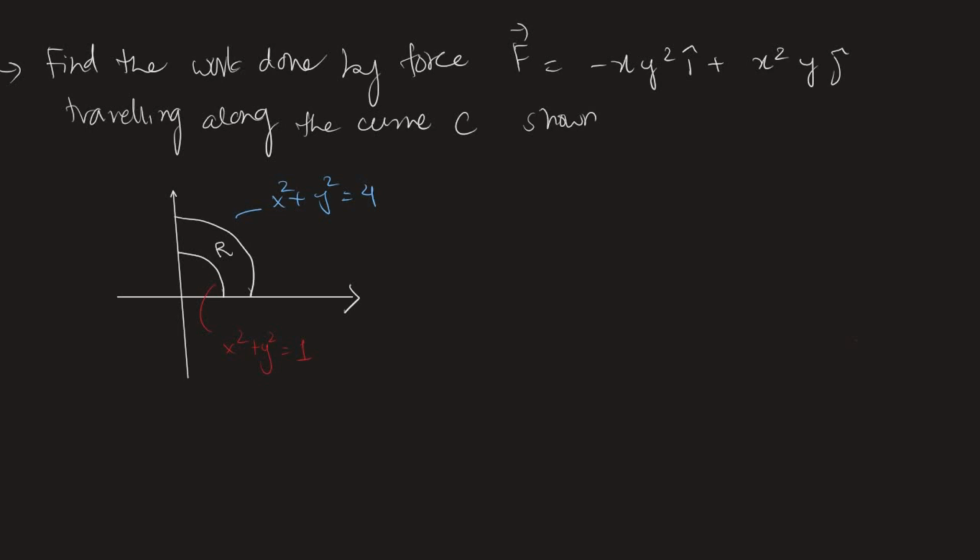So since we're using Green's theorem, I hope you guys remember from previous videos, the formula for Green's theorem is basically Qx minus Py, in the double integral, dA.